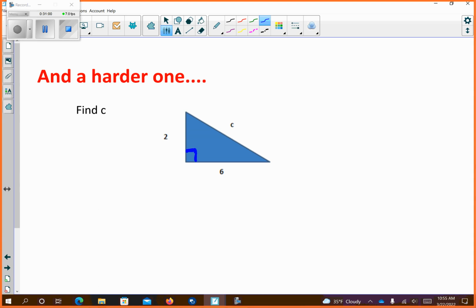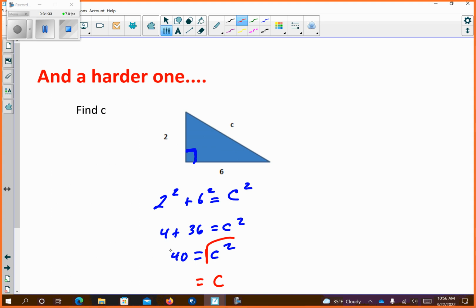All right, right triangle, agreed? 2 squared, because it's a leg, plus 6 squared, it's a leg, equals c squared. So I'm trying to find my longest side. 2 squared is what? 4. 6 squared is what? 36. Equals c squared. So I get 40 equals c squared. How do I undo c squared just to get to c? What do I do to both sides? Take the square root. So then I have the square root of 40.